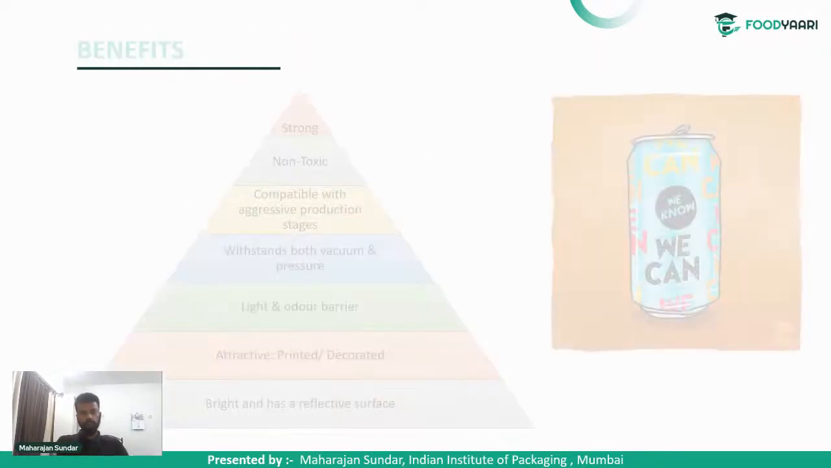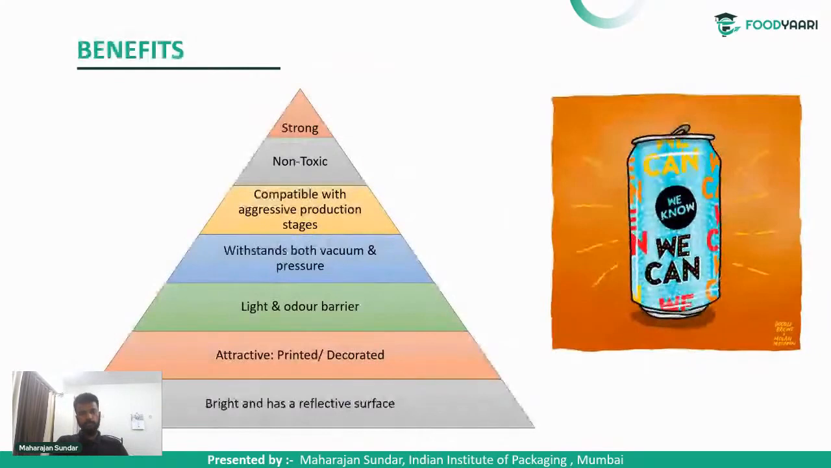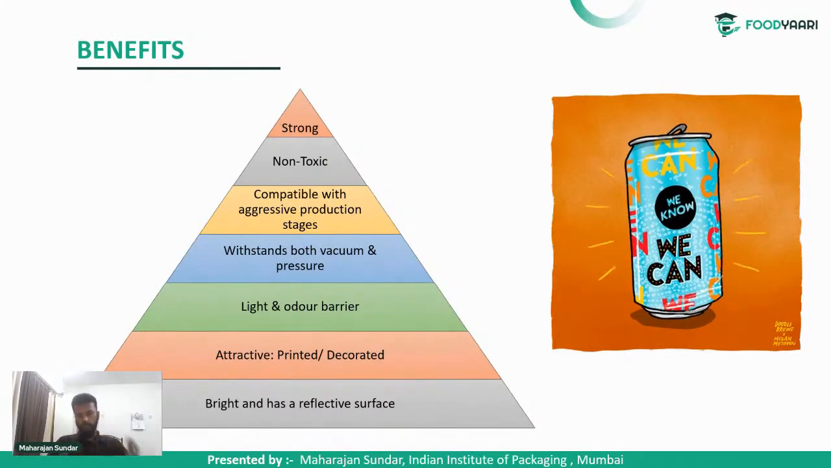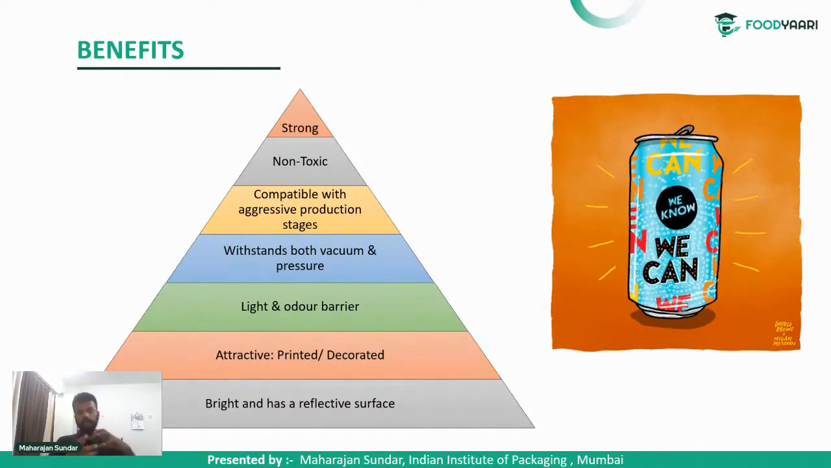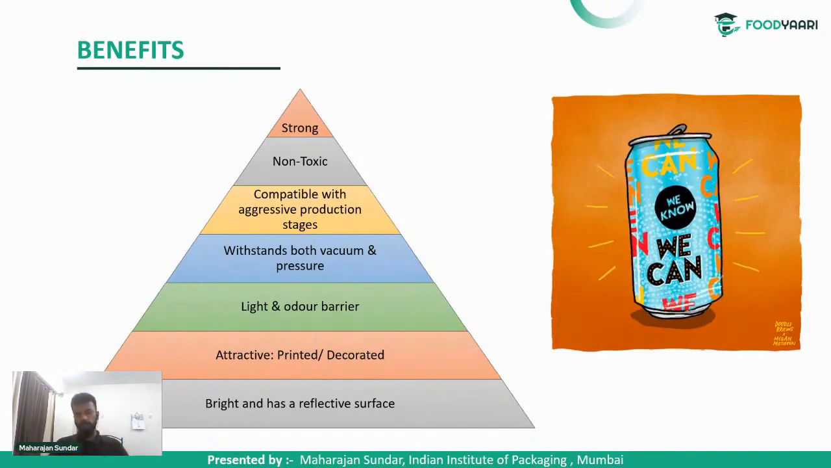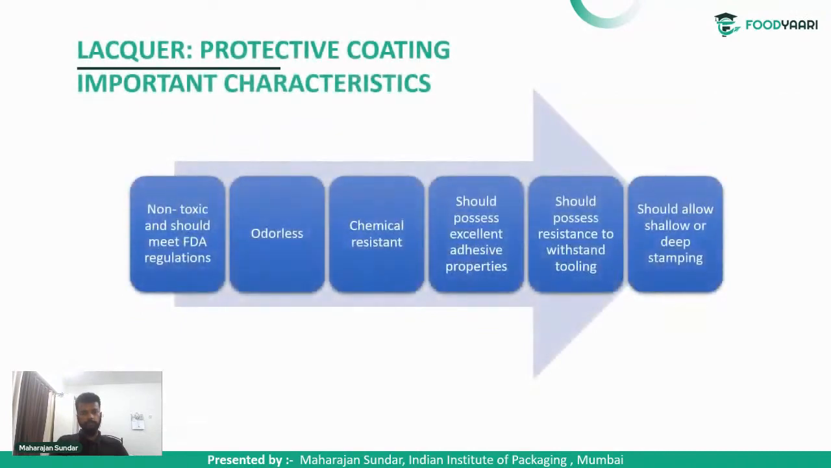Okay, benefits of using metal containers. It is strong, non-toxic, compatible with aggressive production stages, withstands vacuum and pressure as we discussed, and is a light and odor barrier. Already I told, it is attractive or printed. It can be printed before the making of cans. The printed sheets can be rolled out to make the cans, or the made cans can also be printed from the outside. It has a bright and reflective surface.